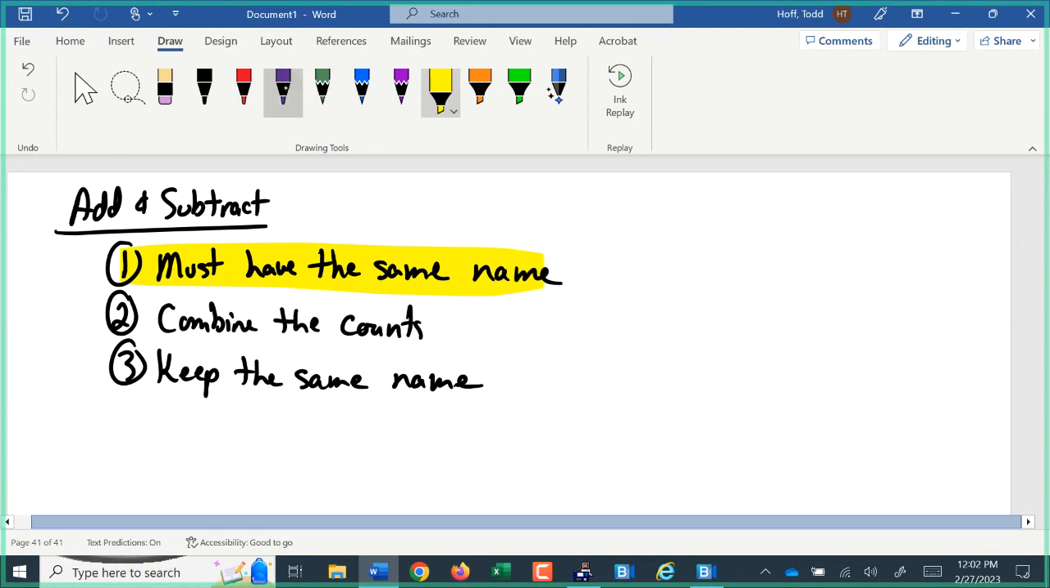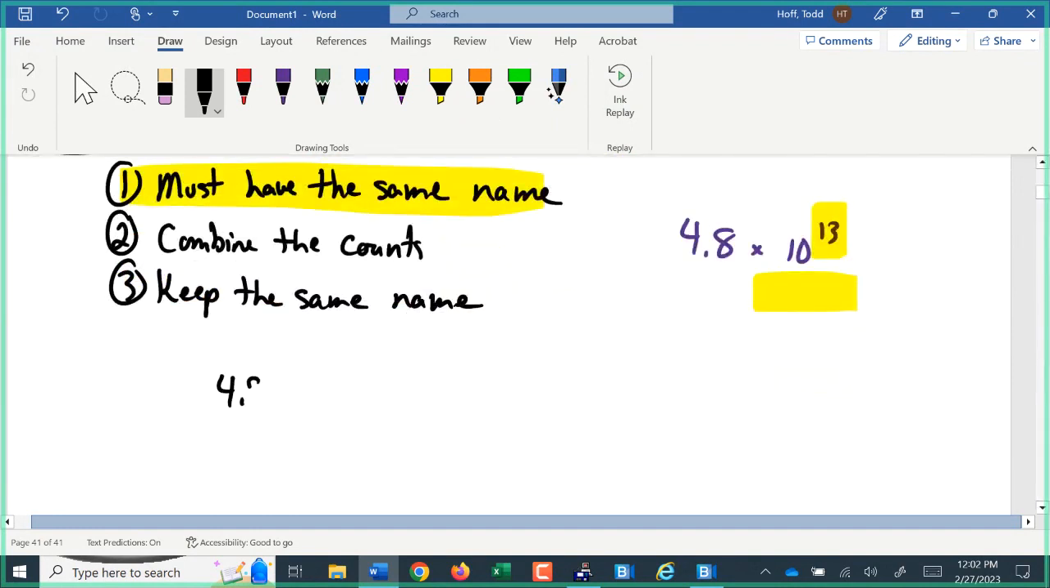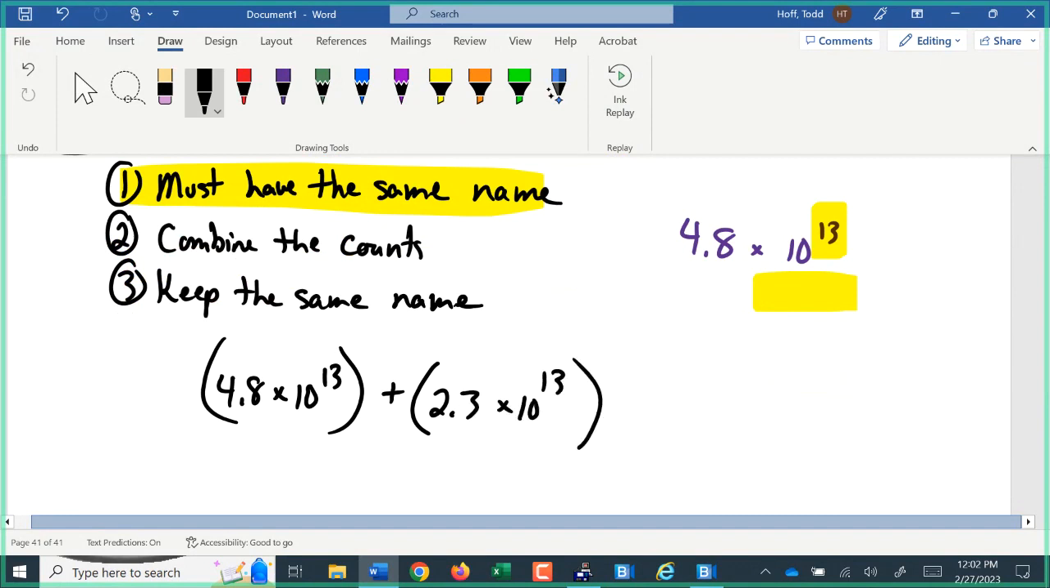For scientific notation, remember the name is in a place value. If I have 4.8 times 10 to the 13th, the part of that which would indicate a place value is the power of 10. So when I'm adding or subtracting numbers in scientific notation, I must have the same power of 10. That is the same name. Let's say I have 4.8 times 10 to the 13th plus 2.3 times 10 to the 13th.